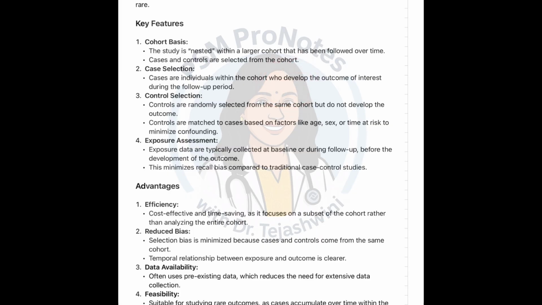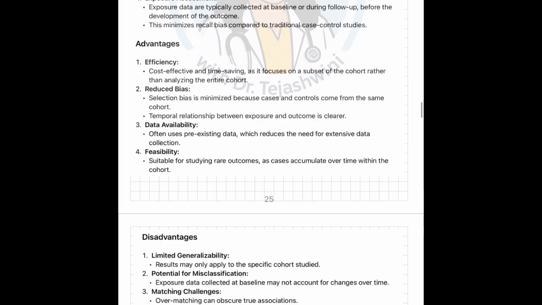Control selection. The controls are randomly selected from the same cohort, but they do not develop the outcome during the follow-up period. These controls are then matched to the cases based on specific criteria, such as age, sex, or time at risk. Matching helps to reduce confounding variables and ensures that the comparison between cases and controls is meaningful. Exposure assessment. Exposure data is typically collected at baseline or during follow-up, before the disease outcome develops. This is a critical feature because it minimizes recall bias, a common issue in traditional case control studies where participants may not accurately recall past exposures.